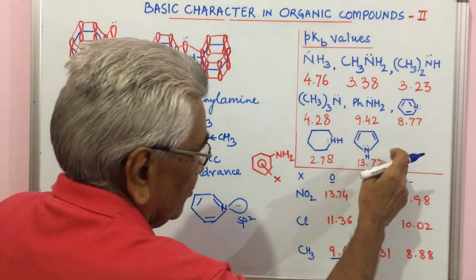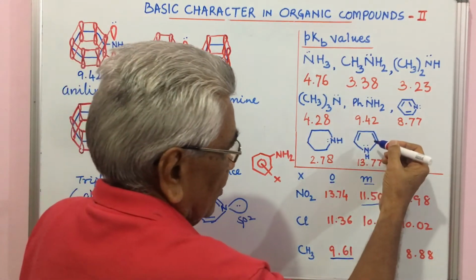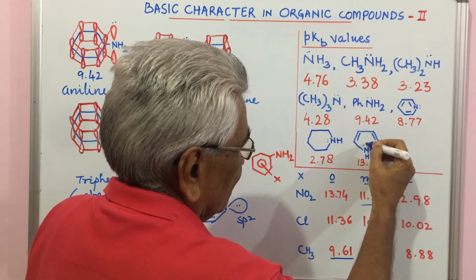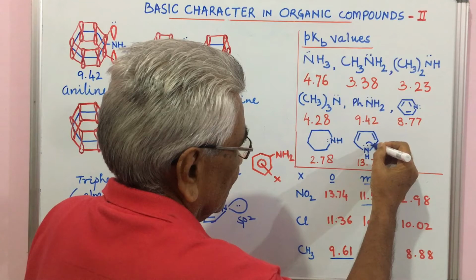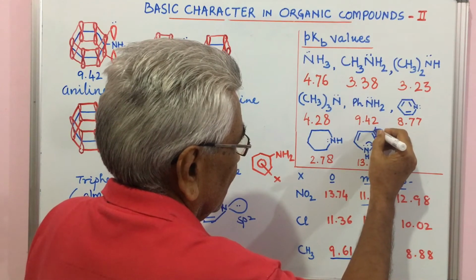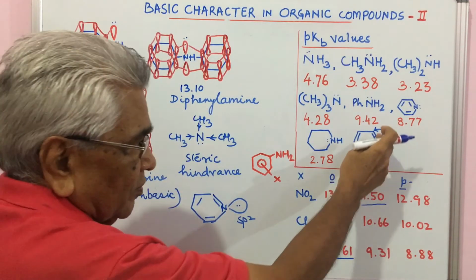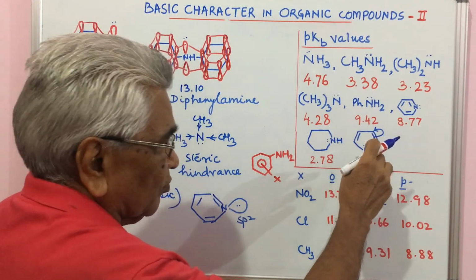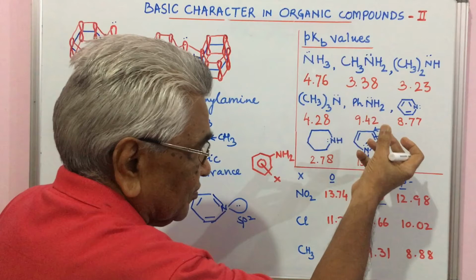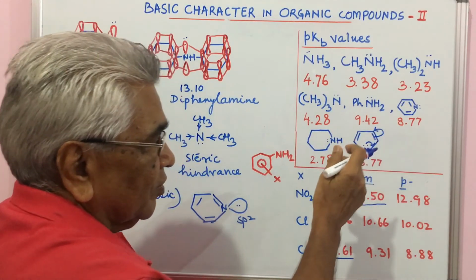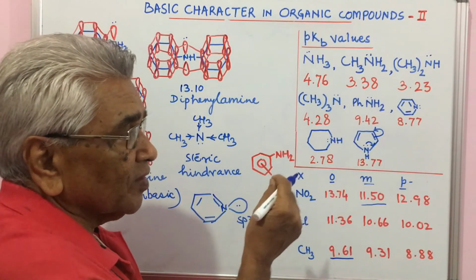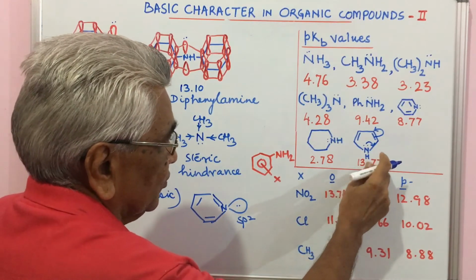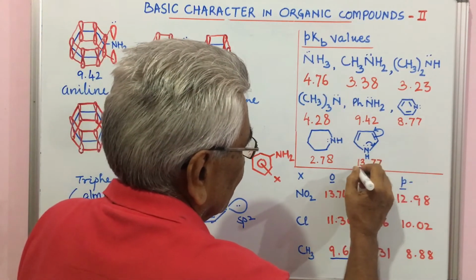Pyrrole on the other hand has this electron pair here, this is delocalized like this onto the ring. This p electron pair becomes part of the sextet and becomes less available for protonation. That is why it is a very weak base, 13.77.